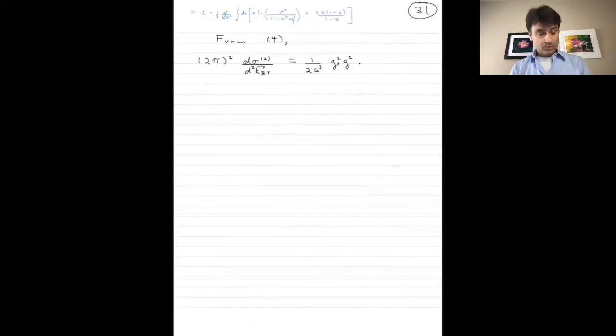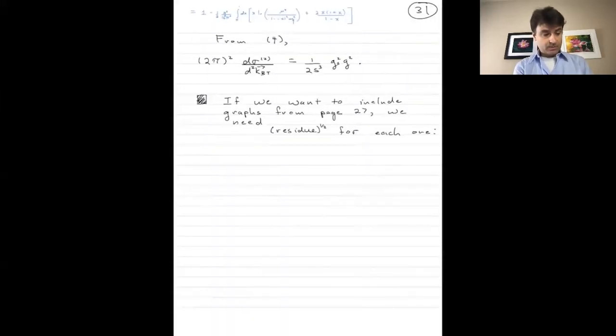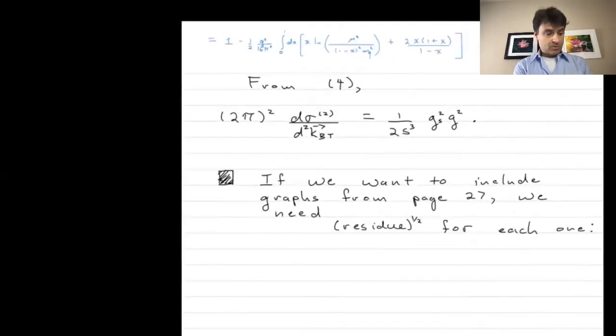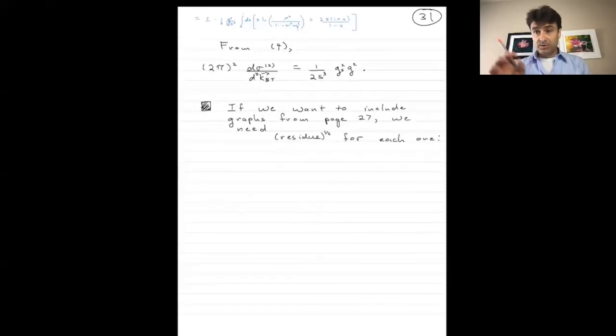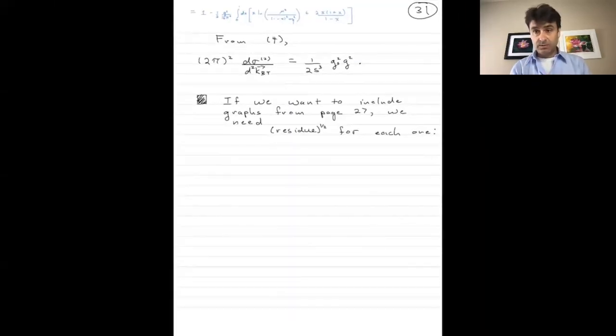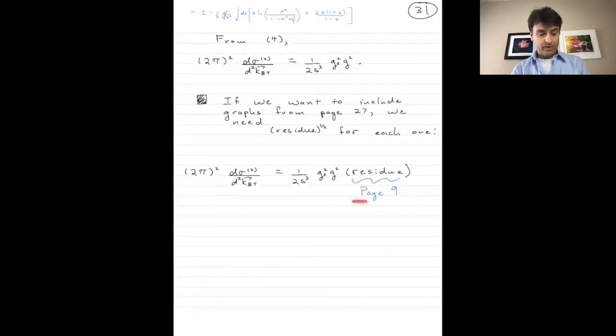So if I want to include with this the next order in G squared, that is the graph from page 26, the loop on the external line, then we need this factor for each external line. That's basically just going to get rid of the 1/2 right here, right? Because we're going to get two factors of this for each of the two external legs that we looked at. Okay, so we just get one factor of the residue.